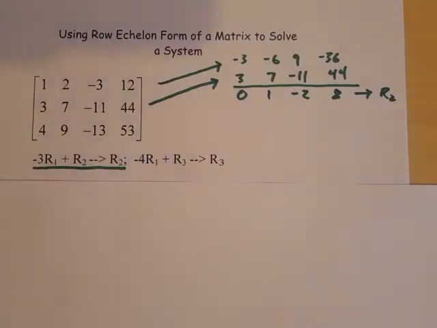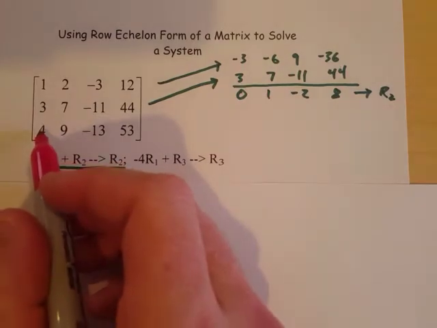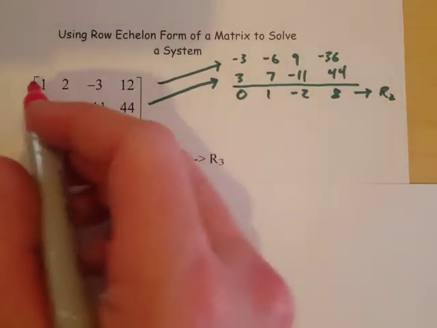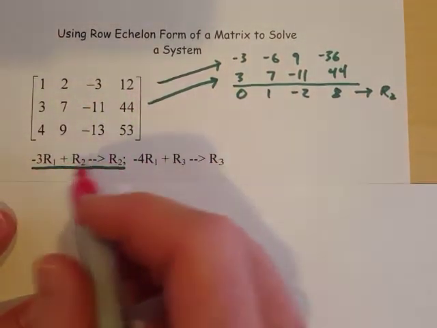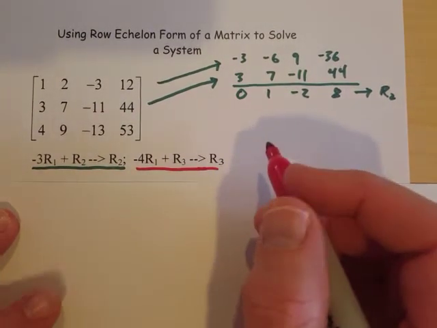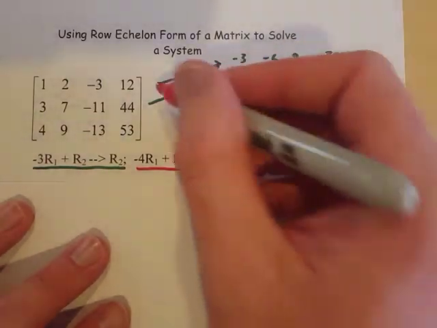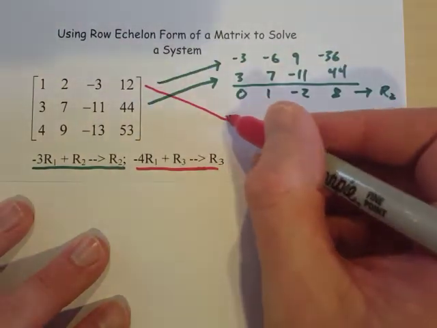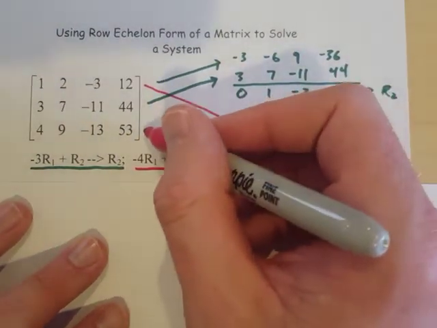Now let's do the third row. We want to eliminate this 4 as well. We are going to borrow from the first row. We're going to do -4 row 1 plus row 3 as a new row 3. So we are going to use this one up here, bring that down, and we're going to add it to this one.